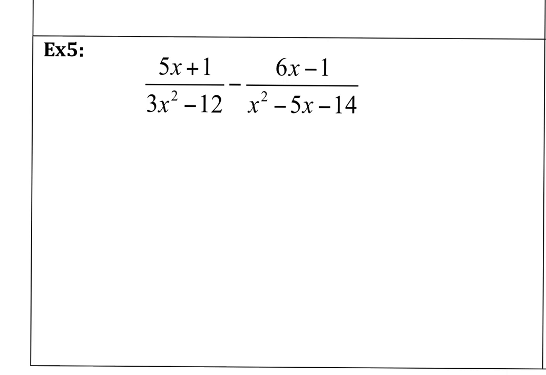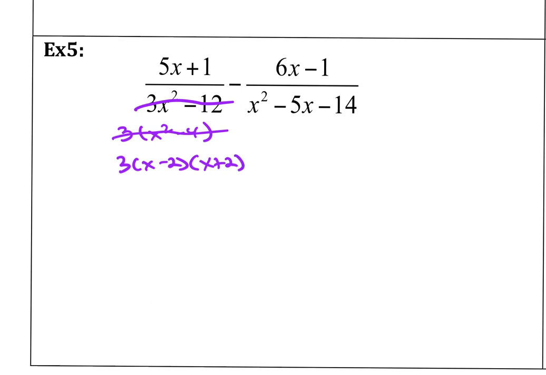With example 5, I noticed that my denominators definitely need some factoring to figure out what my lowest common denominator is. So we're going to go ahead and factor this. I'm going to take out a 3, which leaves me with an x squared minus 4. And I noticed that that can be factored because x squared minus 4 is the difference of squares, so we're going to factor that as well. And I get 3 times x minus 2 times x plus 2.